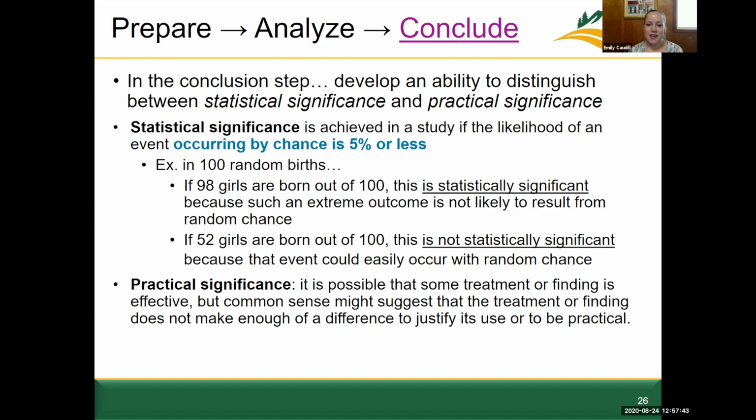So if something has practical significance, it's possible that some finding, so here we found that 52 out of 100 girls were born, for example. It makes common sense that this finding is similar to what you'd experience or what families would experience just by pure chance. Okay, so the key here between statistical versus practical significance is to think, does it make sense practically for this to happen at random? So again, 98 girls out of 100, that by random chance, that probably wouldn't happen. So that is statistically significant. 52 girls born out of 100, could that happen just randomly? Yes, right? So about 50-50.